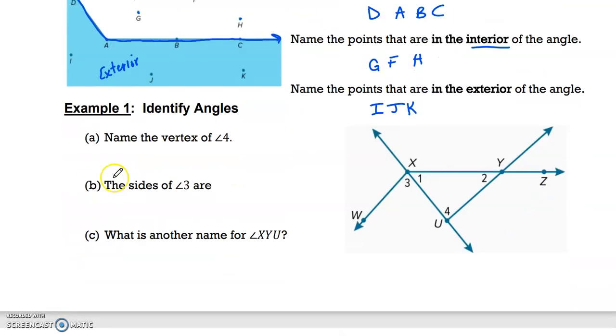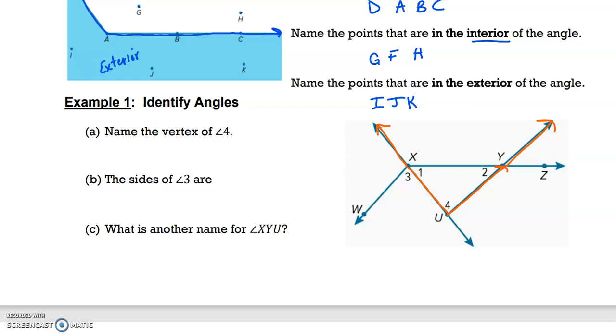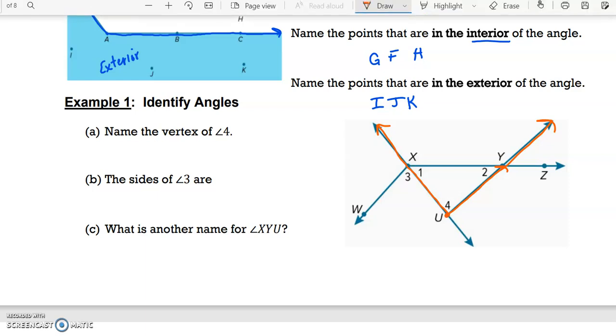Down here, we're going to name the vertex of angle 4. So I'm just going to highlight angle 4 so that you can see it. So it's this angle right here. So we can go ahead and name this angle 4, or this angle 4, we can name its vertex here at this point U. So U is its vertex.